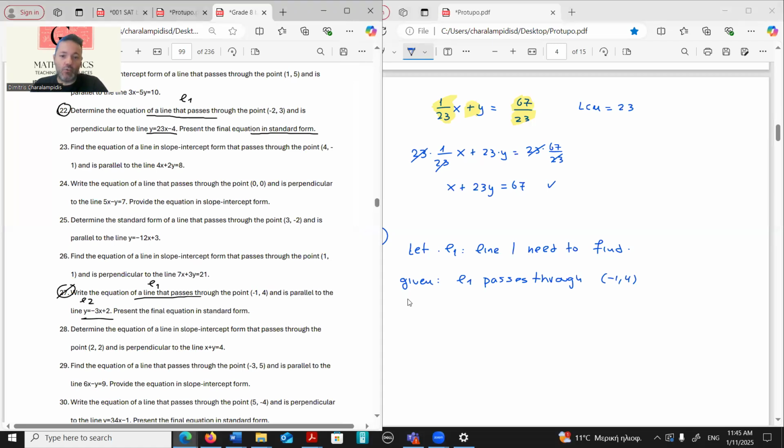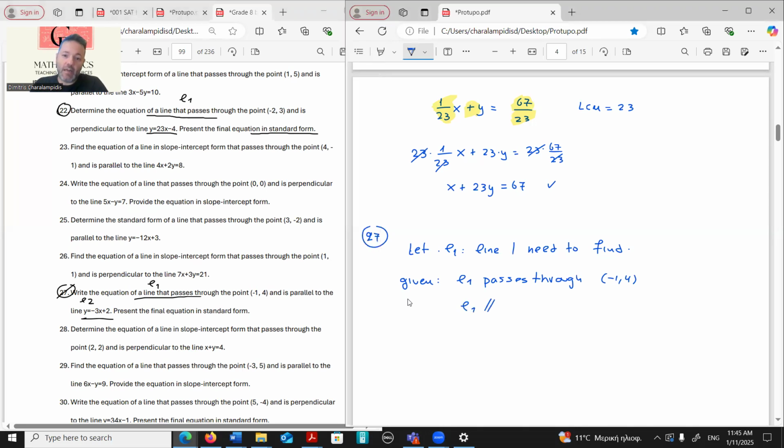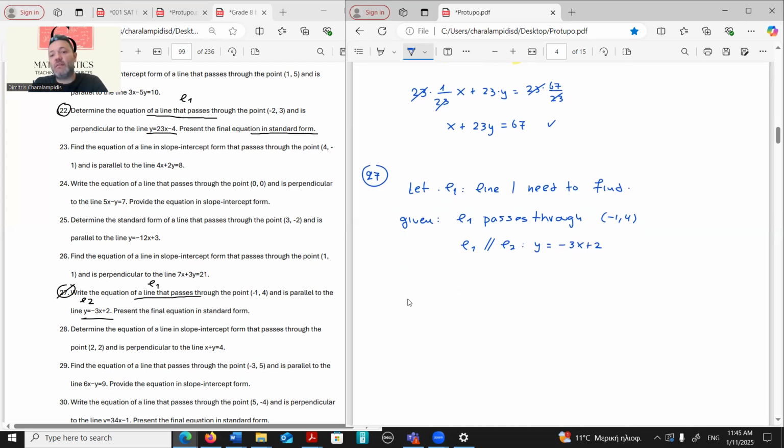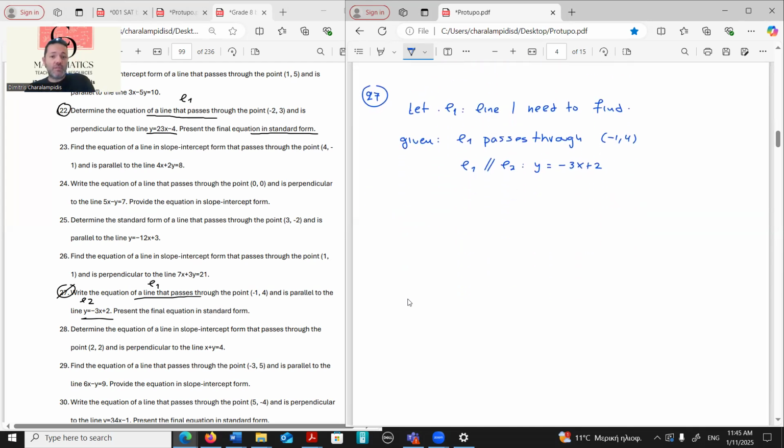Let's call this L2. Sorry. L1 is parallel to L2, which is the line -3x plus 2. We need to find again the equation of L1 in standard form. As always, however, we should begin with the slope-intercept form.